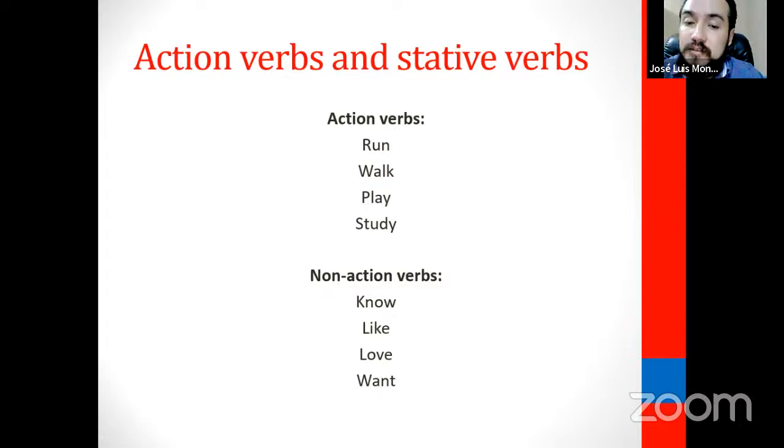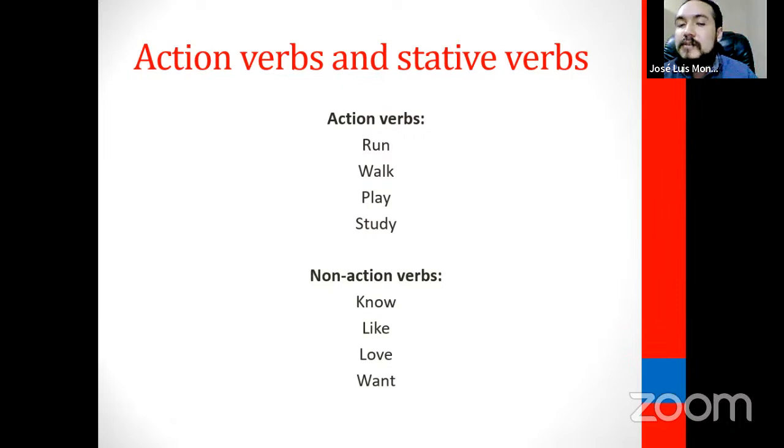Some verbs are action verbs. Run, walk, play, study. So you can say running, walking, playing, studying. I'm running in the park, correct. She's walking on the streets, correct. I'm playing right now, correct. They are studying for the test, correct.